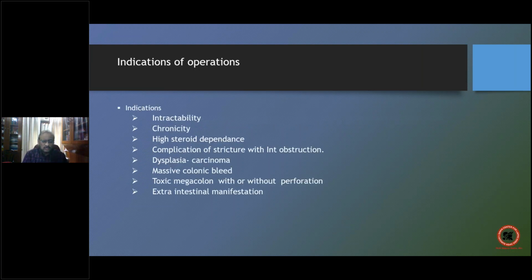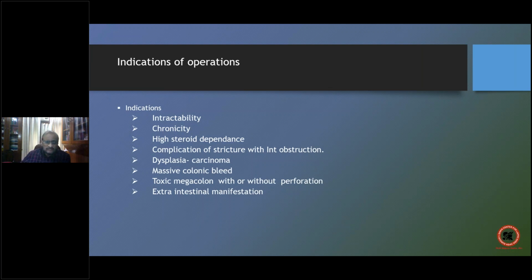But here comes the major role for us surgeons. So what is the indication for operation? Why are we studying ulcerative colitis up to now? Because it has severe, serious implications, and to a number of people, ulcerative colitis can be called a surgical disease.